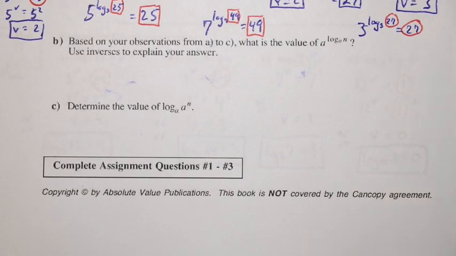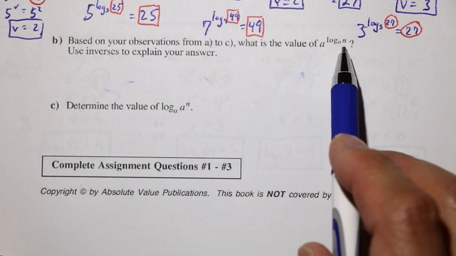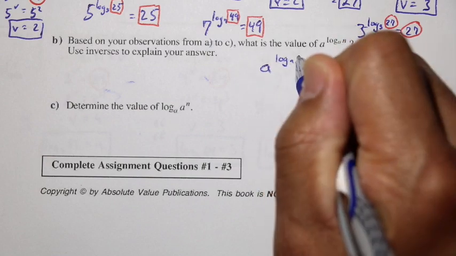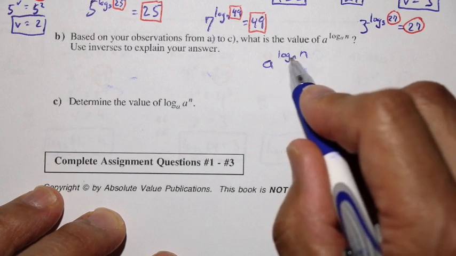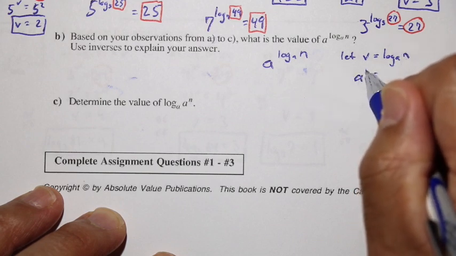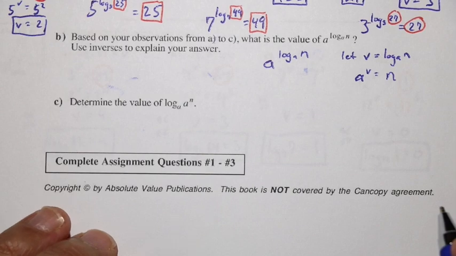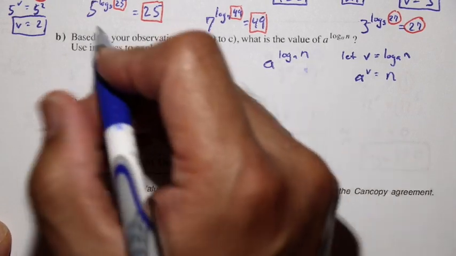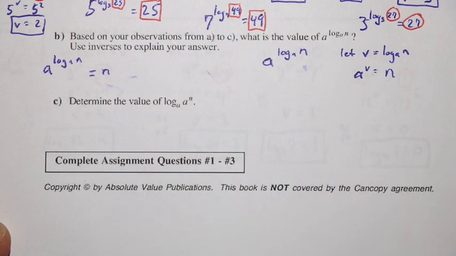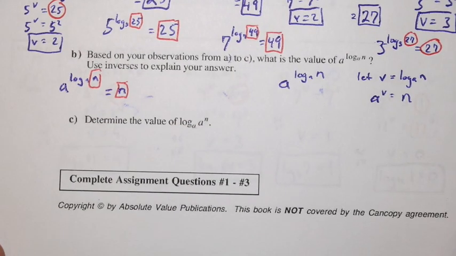Well, based on our observations from parts 1, 2, 3, and from A to C, can we say what is the value of a to the exponent log base a of n? Here, we can say a to the exponent log base a of n. If we let v equal log base a of n, then a to the v, in exponential form, is equal to n. Actually, I'm going to backtrack and say, well, here a to the exponent log base a of n, we found is equal to n. Do you recognize this familiar situation from all of these examples? It's equal to n. Now, how can we explain that?